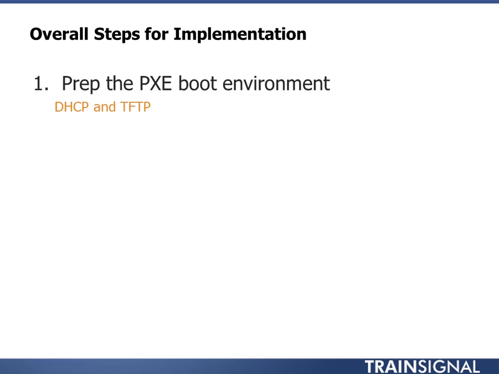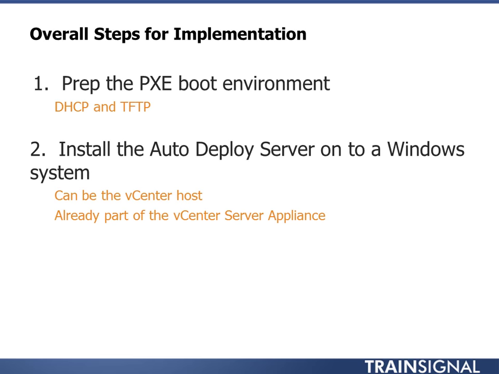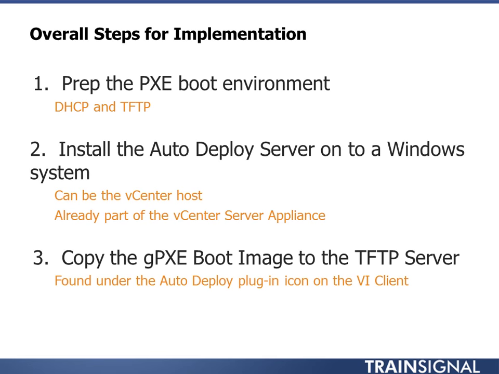Overall steps: prep the PXE environment, easy enough. Install the Auto Deploy server onto a Windows system. You can install it on the vSphere or vCenter host. That's what I've done. And it's also already installed on the vCenter Server Appliance that runs Linux. You'll need to copy a gPXE boot image to the TFTP server. That's the file that we just plugged into our DHCP options. And I'll show you how to get the file, and you'll just unzip it, and there's a bunch of stuff in there that you just drop in the root of your TFTP server.